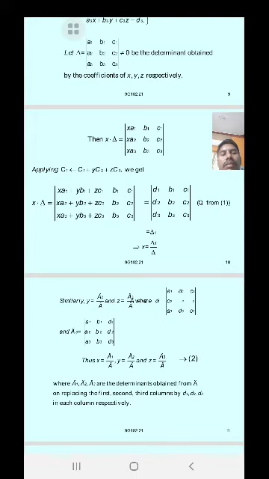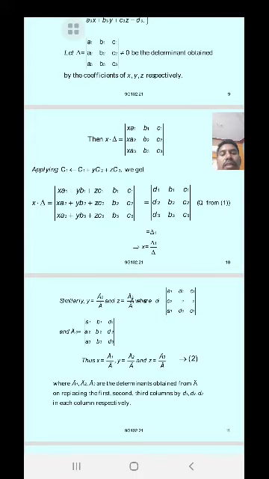Here some printing is wrong, so just the second column changes to d1, d2, d3, and the remaining a1, a2, a3, c1, c2, c3 are the same. And delta 3 is the third column replaced with d1, d2, d3, with the first column a1, a2, a3 and second column b1, b2, b3. Thus x equals delta 1 by delta.